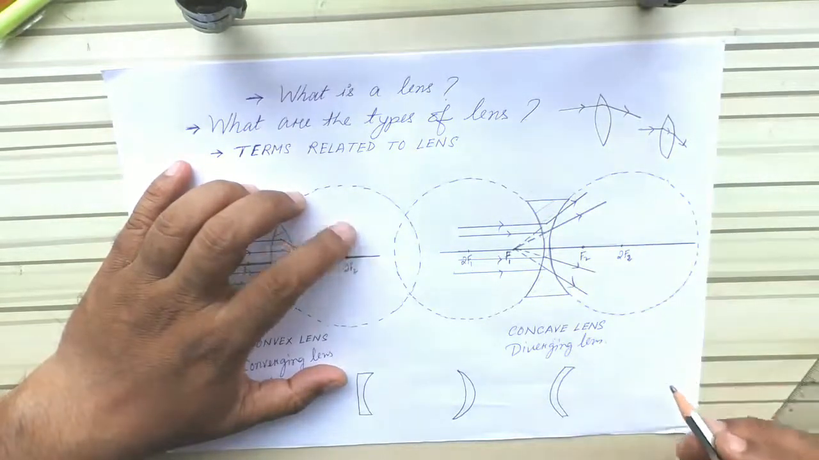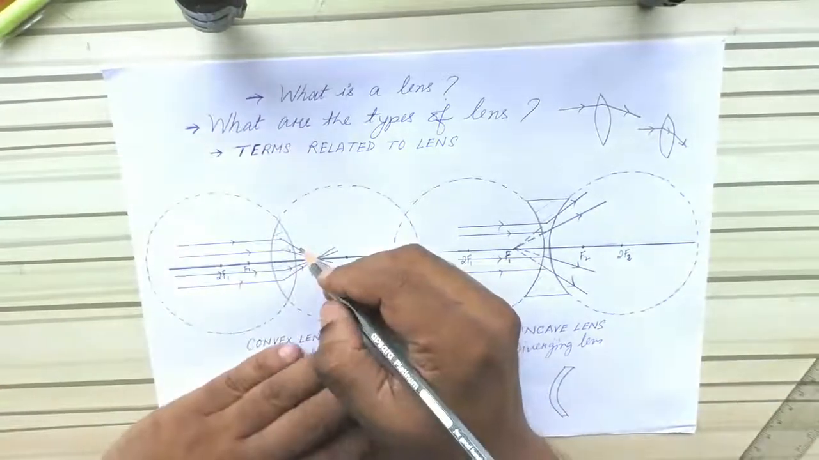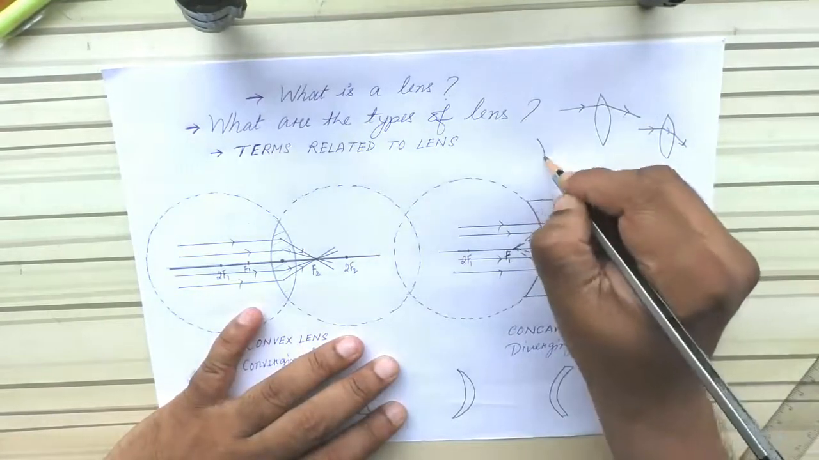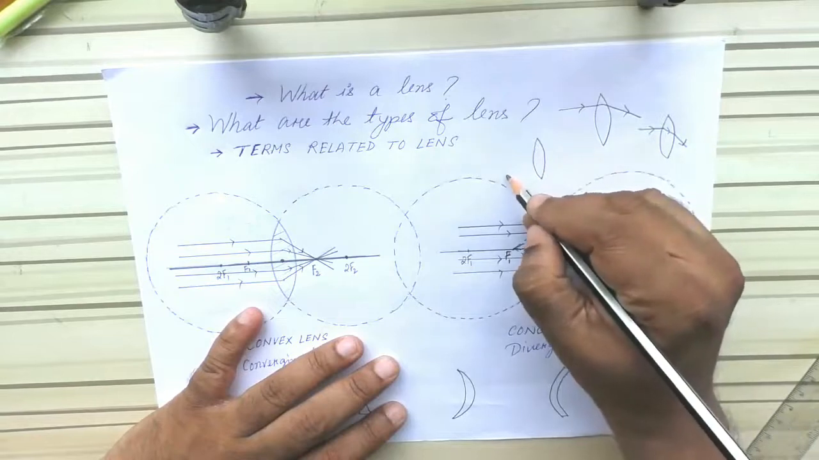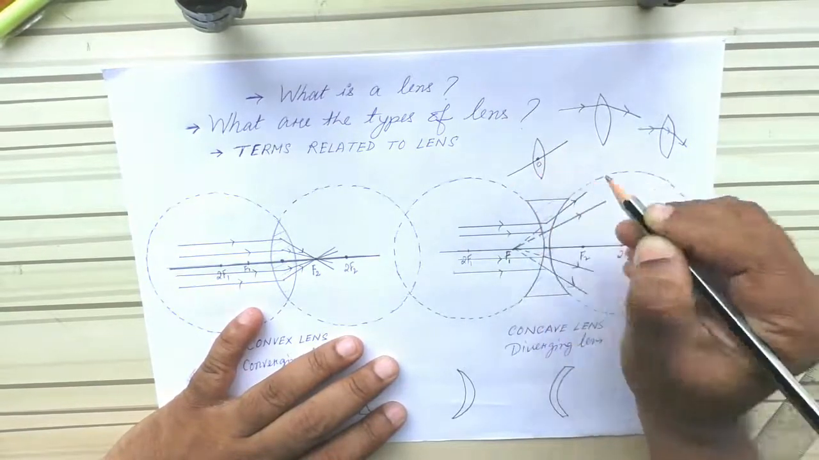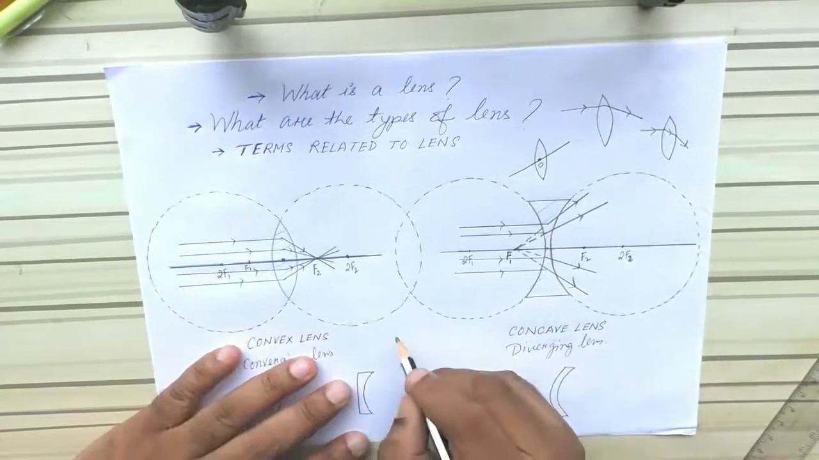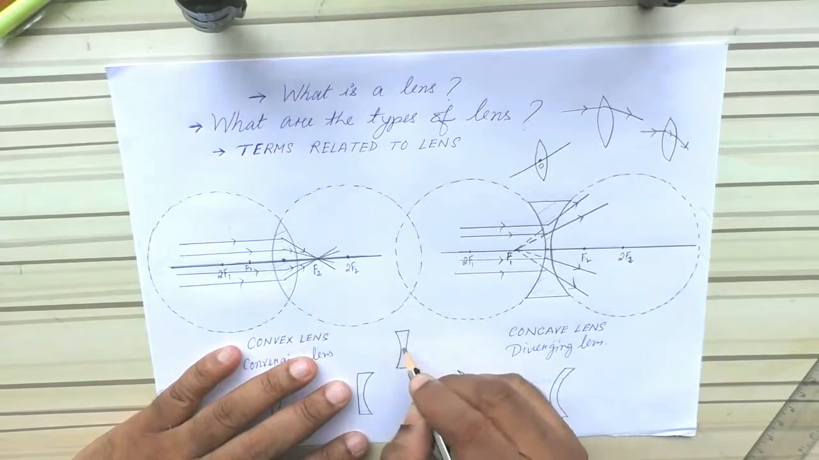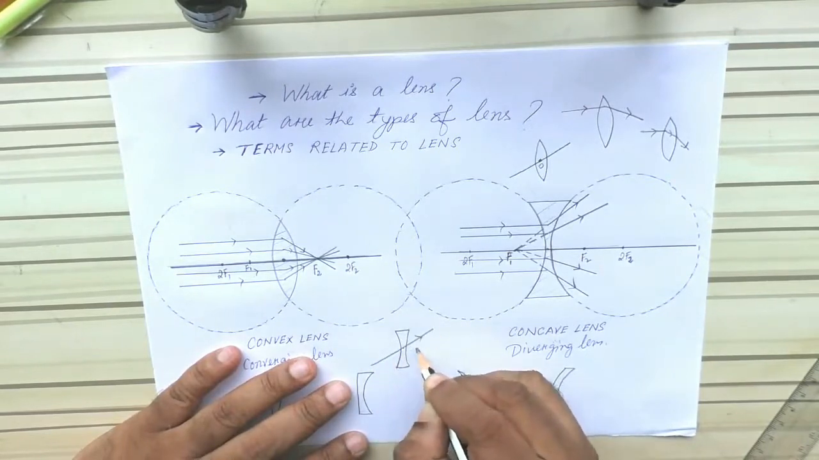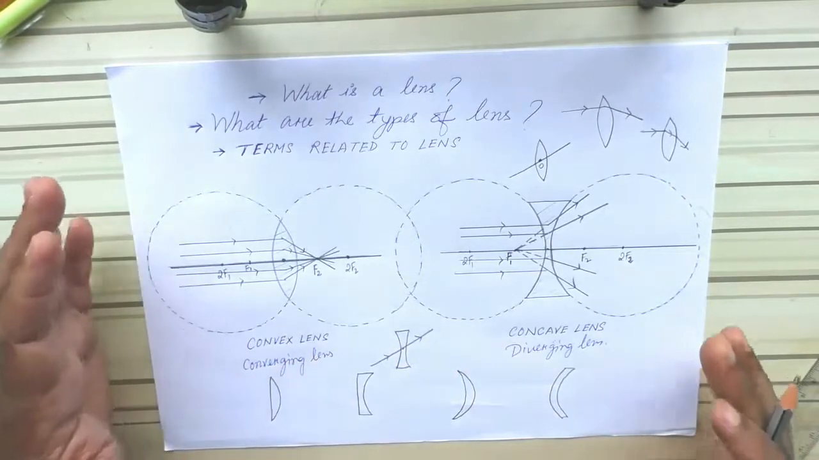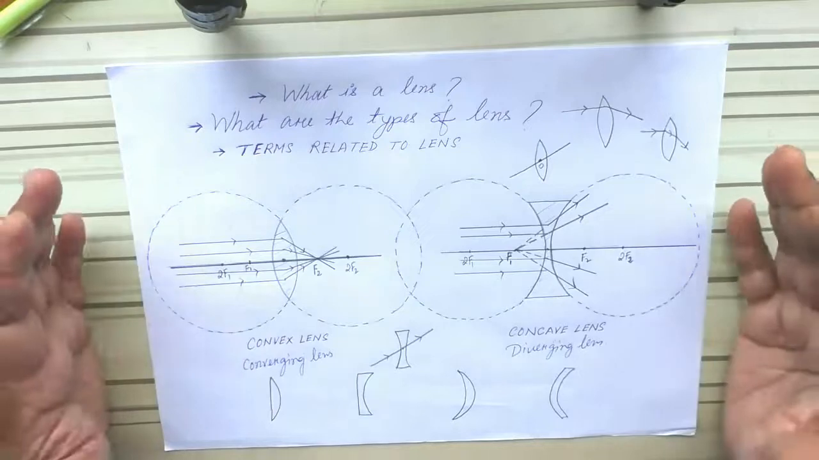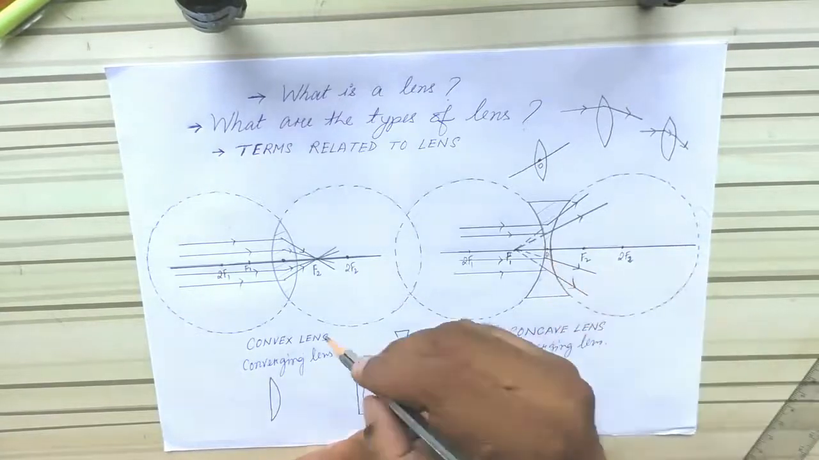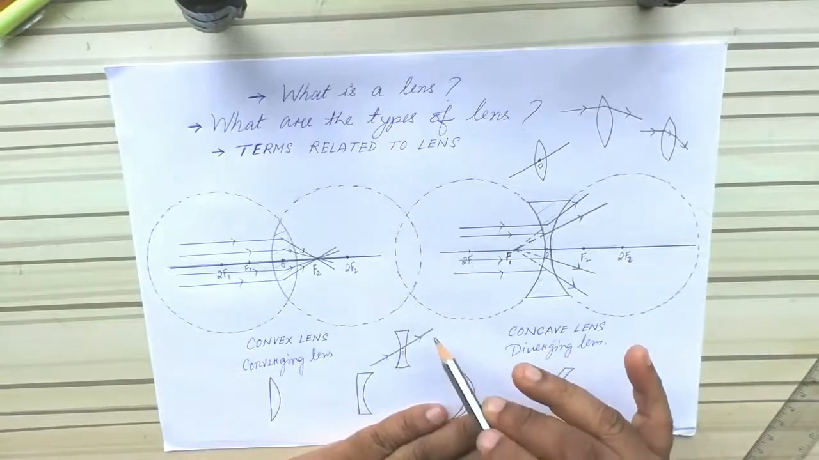So what is optical center? Optical center is a point in a lens, through which if a ray of light passes, it passes undeviated, or without changing direction. This is a convex lens. I can show you here for a concave lens. This is a concave lens, and this is the central point. If a ray of light passes through it, it passes undeviated or without change in direction. A slight lateral shift is there, but that is neglected. So optical center is a point in a lens through which if a ray of light passes, it passes undeviated.